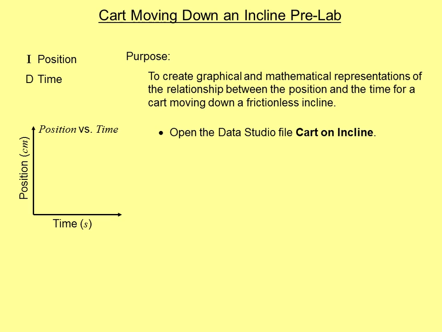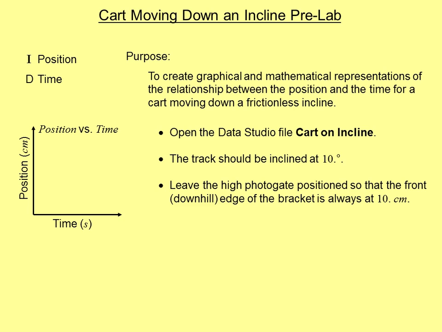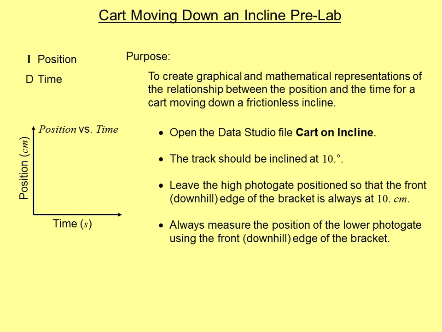All the tracks are inclined as close as I could make them at 10 degrees, so don't change the tracks. Don't move them, especially don't change the angles. Now, the high photo gate, if you look at the downhill edge of it, will be set right at 10 centimeters so that we have a place to measure from. We're always going to measure the downhill edge of the bracket. We're going to move the lower bracket up and down the incline, which will change the position. Again, we'll measure from the 10 centimeter mark to the downhill edge of the lower photo gate. Now, here's a tricky one.